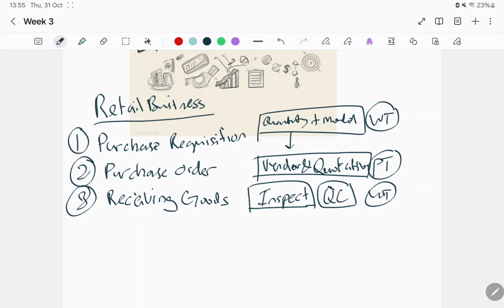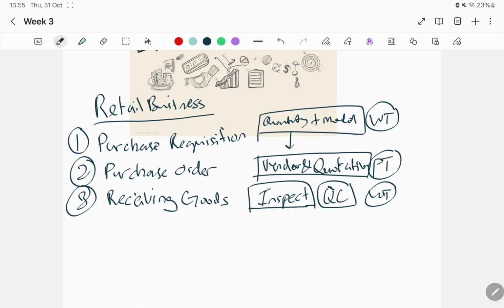They will usually update the system depending on the company. Certain companies, when they receive the goods, will update the system straight away. Certain companies will have another side of the system. They will check first. If it's okay, only then do they update the system. If not okay, they will return the goods to the vendor or the seller.